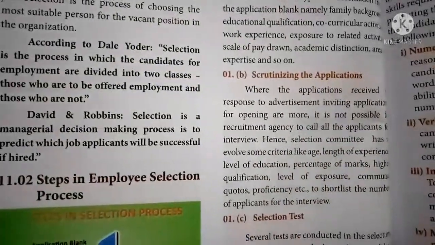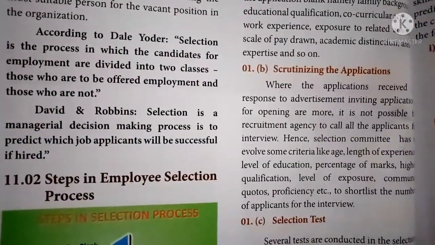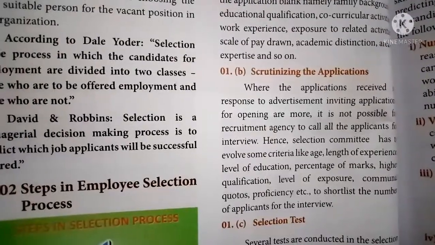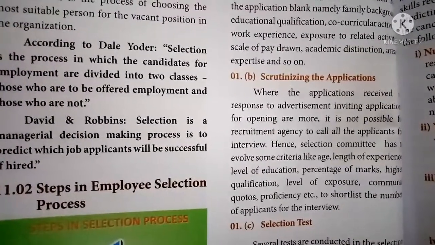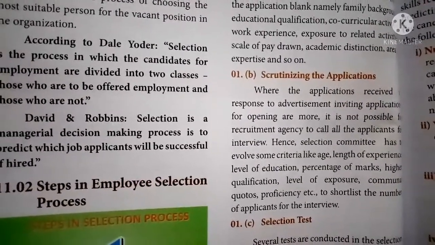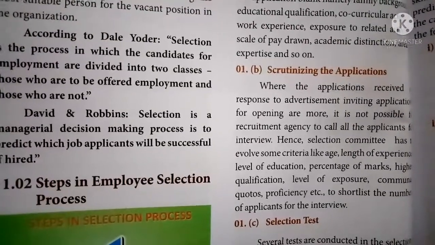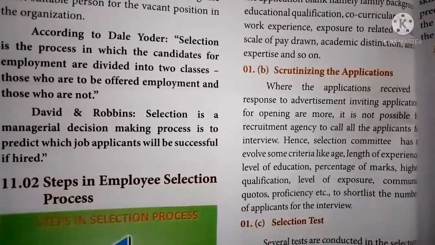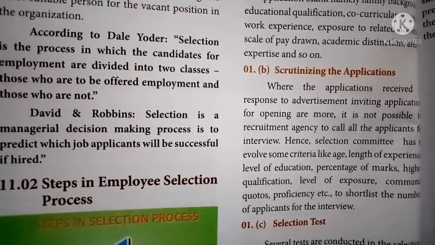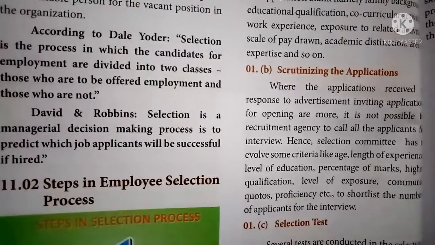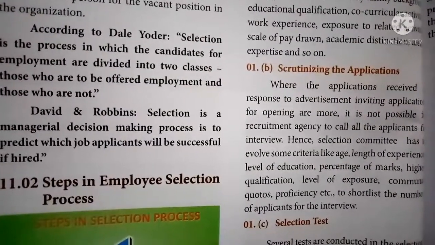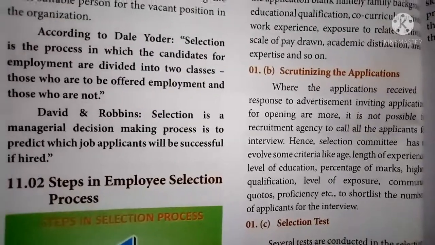And then the second step is to scrutinize the applications. Where the applications received in response to an advertisement inviting applications for openings are many, it is not possible for the recruiting agency to call all the applicants for interview. Hence, the selection committee has to evolve some criteria like age, length of experience, level of education, percentage of marks, higher qualification, level of exposure, communication, proficiency, etc. to shortlist the number of applicants for interview.